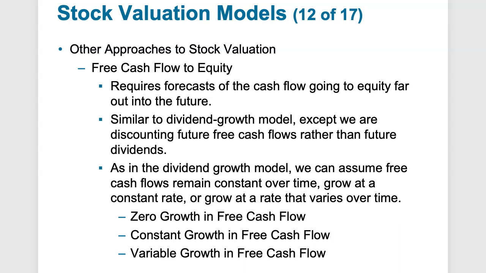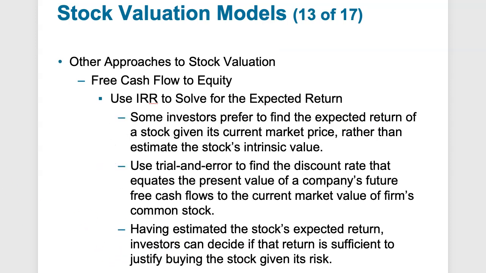So going back to the dividend growth model, we can assume free cash flow remains constant over time, grows at a constant rate, or grows at a rate that is variable over time. So we have 3 scenarios. There's zero growth in the free cash flow, which is unlikely. There's constant growth in the free cash flow, which could be negative or positive, but hopefully positive. Or there's variable growth in the cash flow, because the business doesn't grow evenly, it grows differently over time. So probably the variable growth is the most realistic of the models.